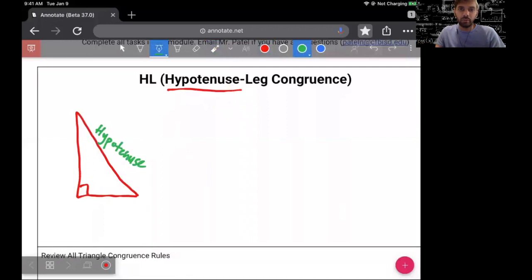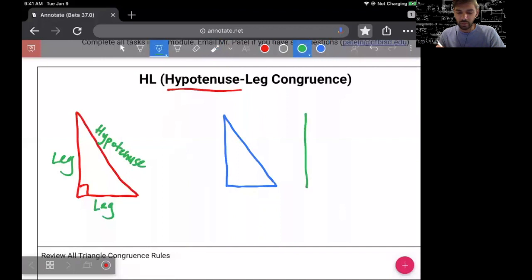And so whenever we have hypotenuse-leg congruence, we also have to think about what a leg means. So now if this is the hypotenuse, then the right triangle also has two legs. It's the other two sides that are connected by the right angle. So this guy is a leg, and this other one is also a leg. So now you can use hypotenuse-leg if you have a right angle in your triangle, and if you know the side length of another leg. So I'm going to draw an example off to the side over here.